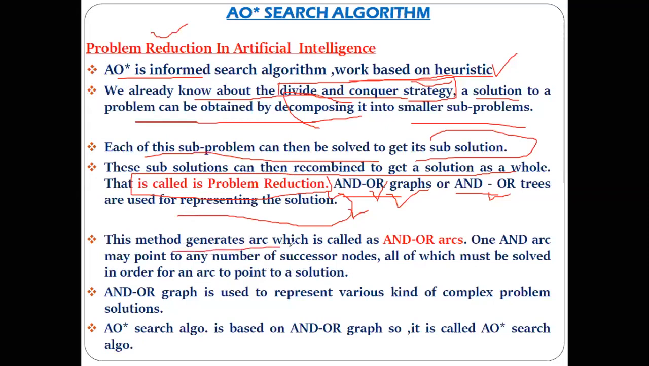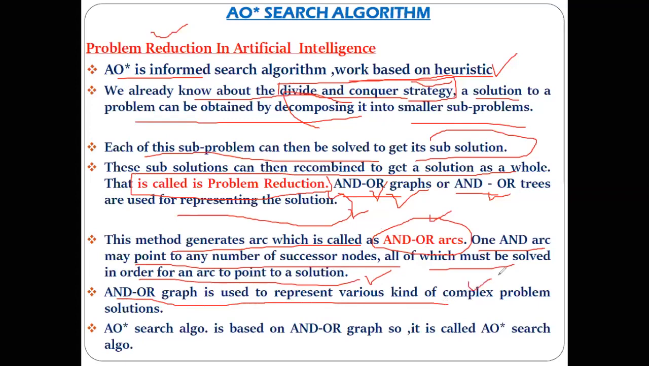Now, when this representation happens, we'll see in the example, this will generate multiple arcs. Okay, and those arcs are referred to as what? The AND OR arcs. We'll see that in the example. One AND arc may point to a number of successor nodes, all of which must be solved in order for the arc to point to the particular solution. So basically our conclusion here is what? The AND OR graph is used to represent various kinds of complex problem solutions.